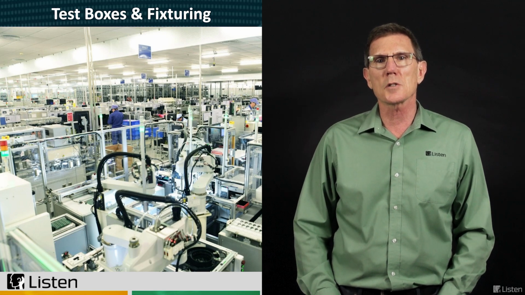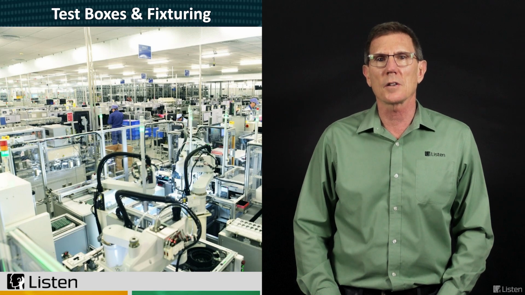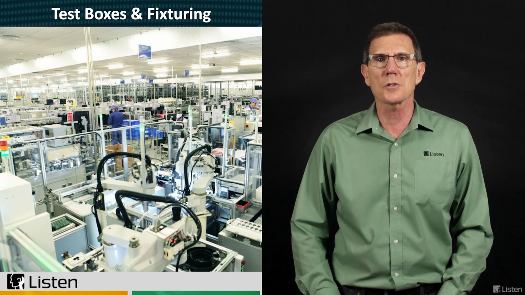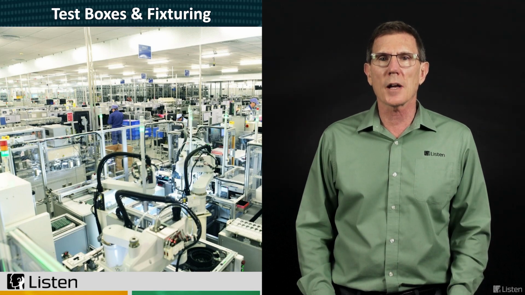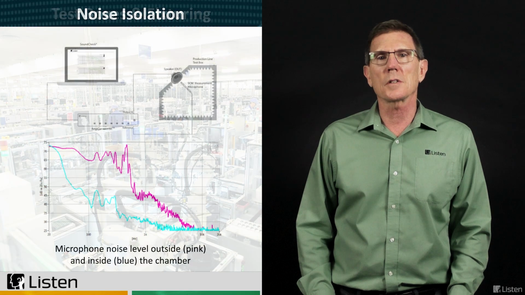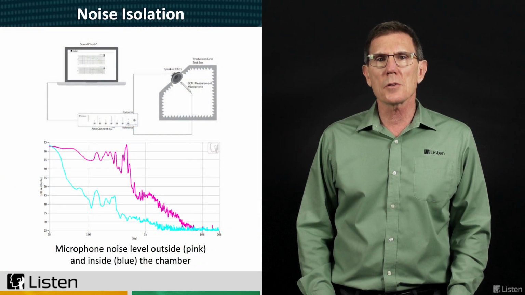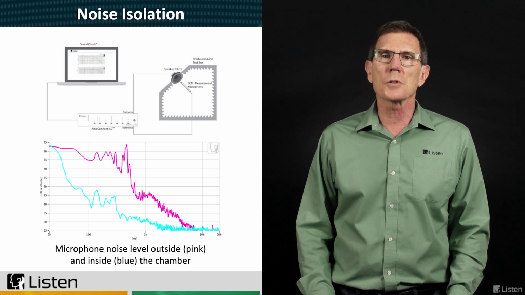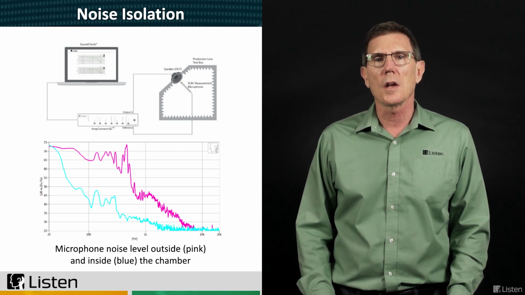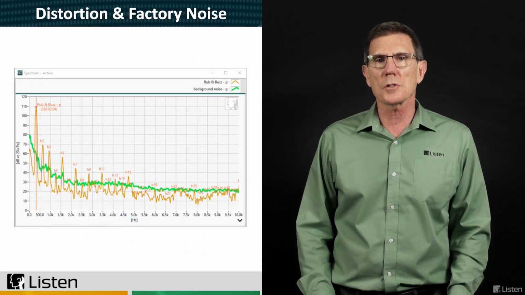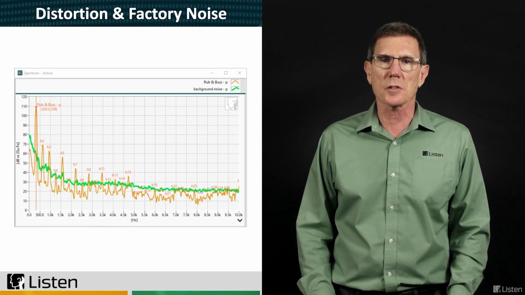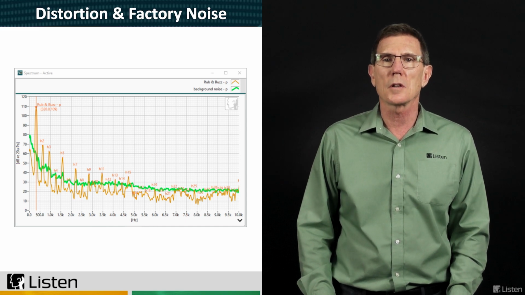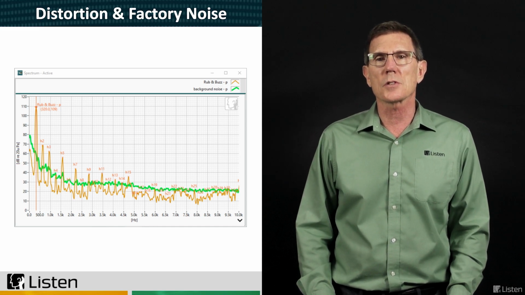It's easy to get a speaker with no rub and buzz to fail if the test box is not well sealed and background noise gets measured instead. In the case of a loudspeaker, you'll need a well-sealed test box. Try measuring the factory noise inside the test box with the same microphone that you will use to measure the loudspeaker. Compare the loudspeaker's distortion spectrum to the factory noise spectrum. Is the distortion spectrum above the factory noise spectrum? If not, you need better isolation.